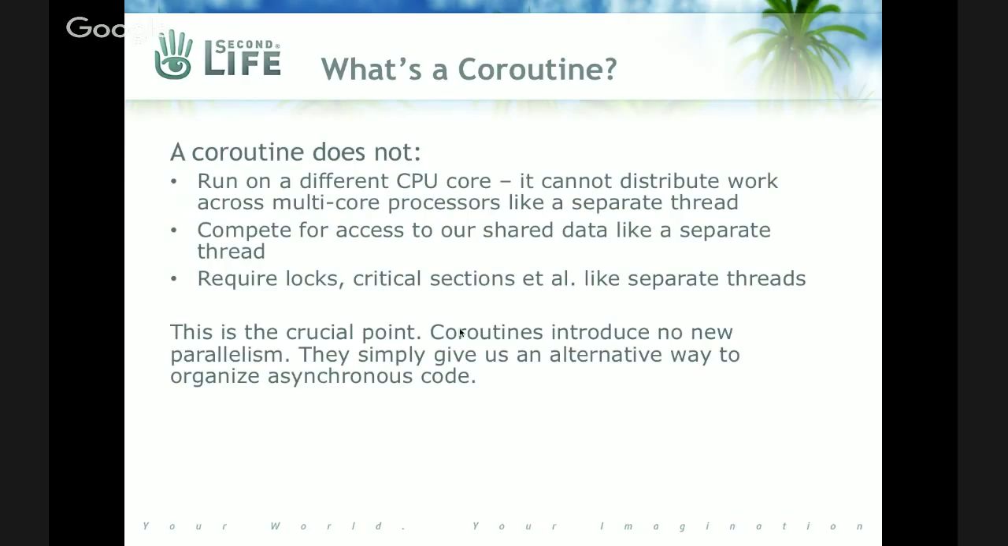A coroutine does not run on a different CPU. And so coroutines do not provide better distribution of work across multiple processors. The good thing about that is that they are not racing for access to our shared data. This is crucial, especially for our viewer. I think that anybody who has worked with the viewer for any length of time will agree with the assertion that most, I won't say all, but most of our many, many, many source files each have a bit of static data of their own.